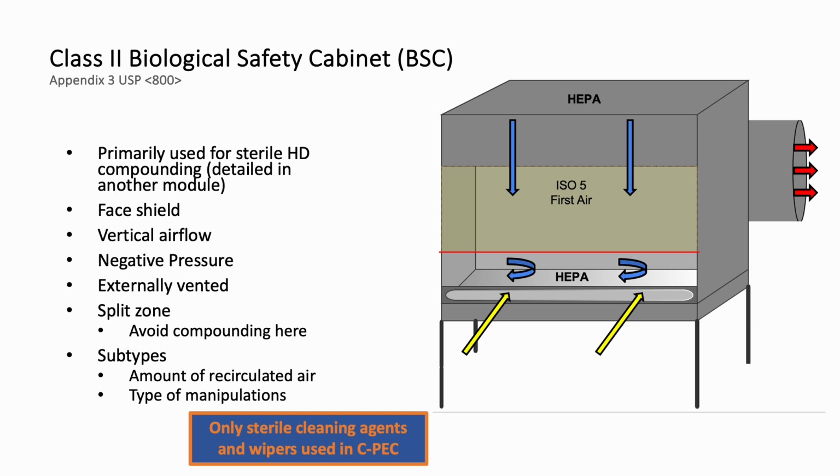One important thing to remember about a biological safety cabinet is there is a split. There's an air zone split where the air separates from the front of the cabinet and the back of the cabinet as it forces down to the work surface. The important thing for the compounder to know is not to work in that air split. They need to either work in front of it or in back of it in order to keep their products sterile.